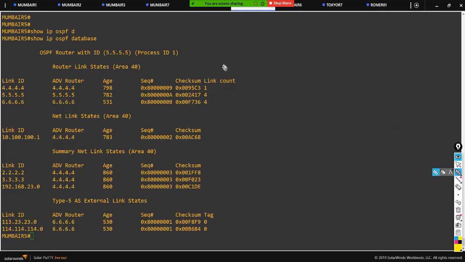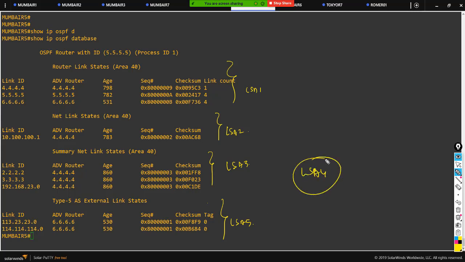So what is this? This is LSA1. What is this? This is LSA2. What is this? This is LSA3. What is this? This is LSA5. Now where is LSA4? There is no LSA4 here because this area is directly connected to the external routing protocol.